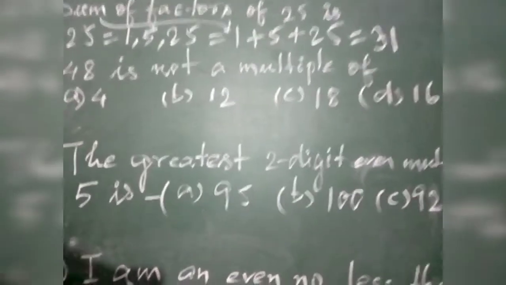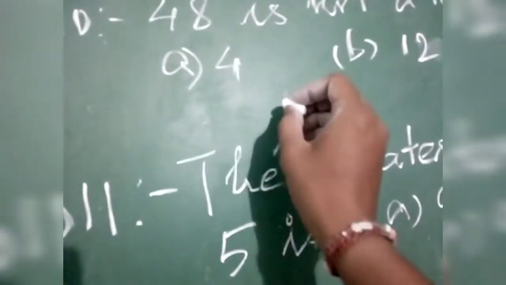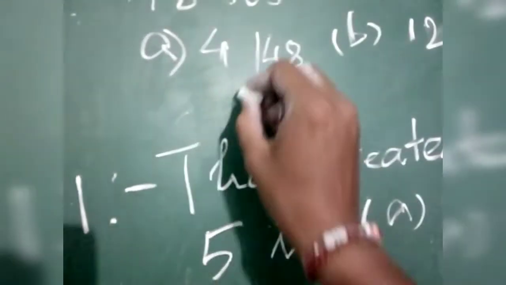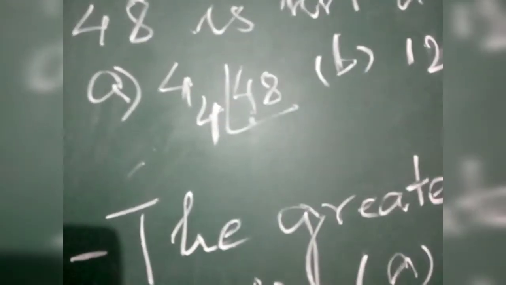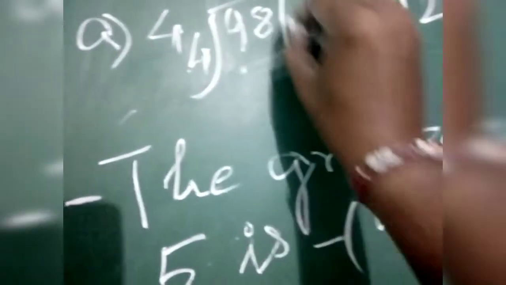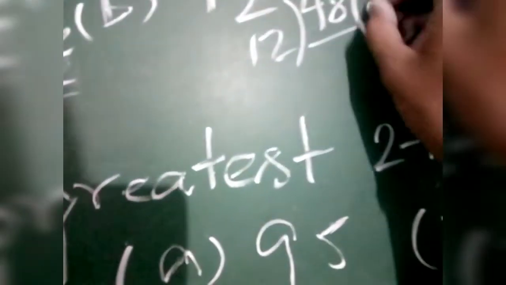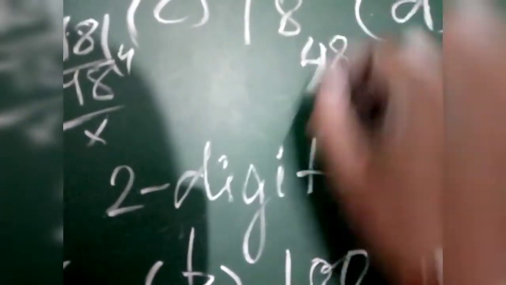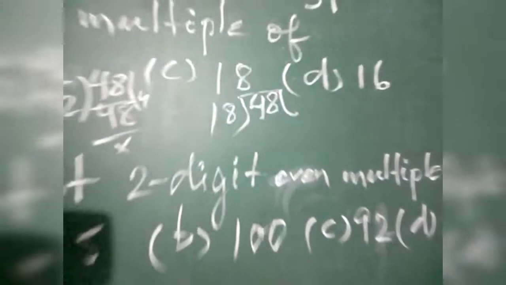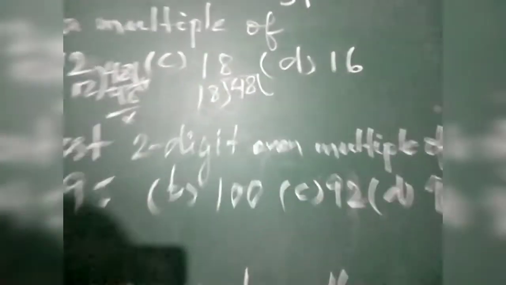Now question number 10: 48 is not a multiple of which one? Divide 48 directly by each number. We need the remainder to be 0. 48 divided by 4 is 12, so it's a factor. 12 fours are 48, with no remainder, so it's also a multiple. Then 48 divided by 18. Is it possible? No, this is not possible.